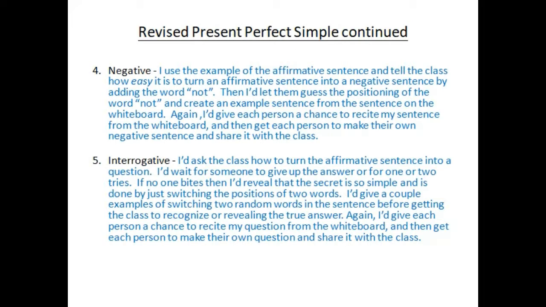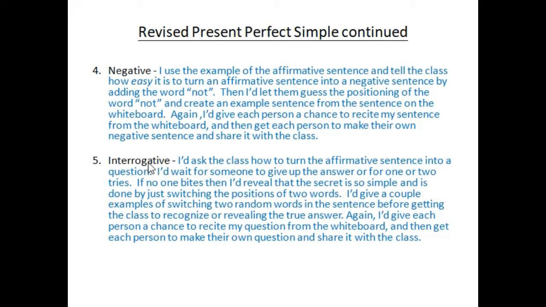Then after everyone has given their sentence and I've gone through the corrections with them if they've had any, we'll move on to the negative sentence. So I'd use the example of the affirmative sentence and then tell the class how easy it is to turn an affirmative sentence into a negative sentence by just adding the word not. Then I'd let them guess the positioning of the word not and create an example sentence from the sentence on the whiteboard. Then again, I give each person a chance to recite my sentence from the whiteboard, and then get each person to make their own negative sentence and share it with the class.